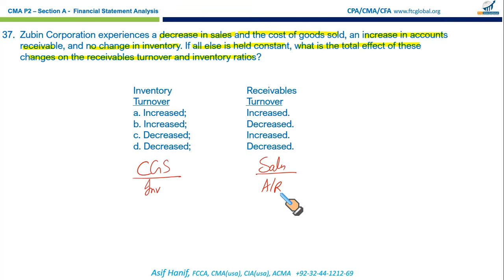Now try to assess it. Sales is decreasing. Cost of goods sold is decreasing. Account receivable is increasing. Inventory level is not changing. Without any numbers, you have the formulas. Now you can easily predict that if cost of goods sold is falling and inventory is the same, this ratio will decrease. For receivables, the numerator is decreasing, the denominator is increasing, so this ratio will decrease. See, there were no numbers, but using the formula we were able to conclude that inventory turnover as well as receivable turnover are both decreasing. Excellent, Riyaz. D is the answer.